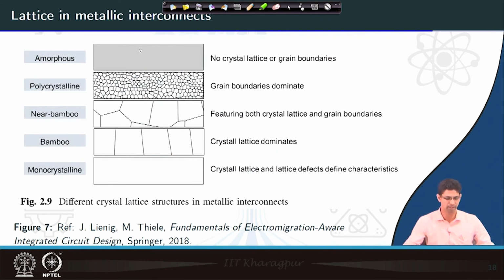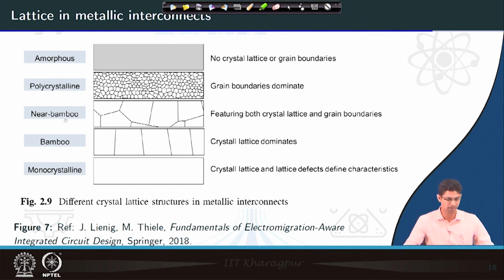Now, if you have an interconnect like this, there can be these possible configurations for how the metal is deposited. You can have a polycrystalline type of interconnect, where the grain boundaries would be dominating. The grains are very small, so in this case, your grain boundary would dominate the electromigration.